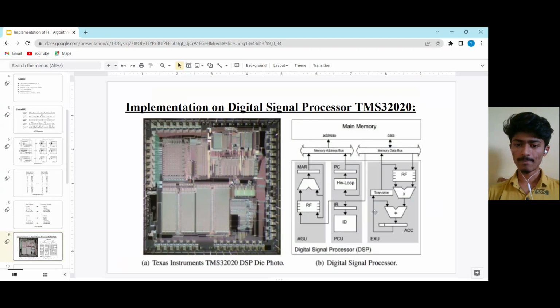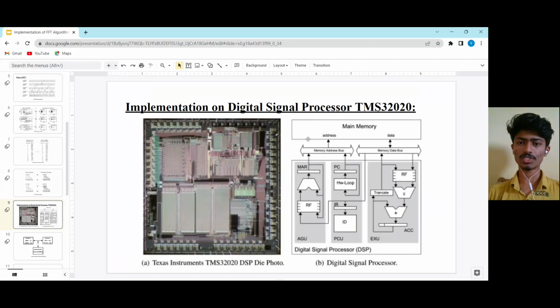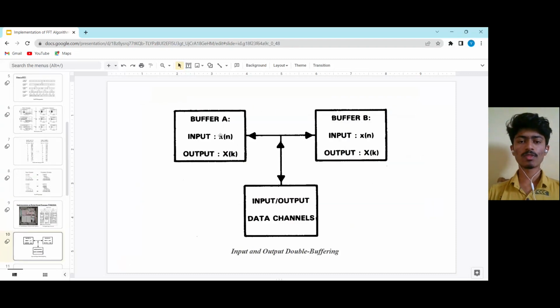So let's see now the buffer. This is the input and output double buffering, which is used in this DSP processor. In buffer A, there is input x of n, and then we will get its output, and the same for buffer B. And after combining these, we can see that the input and output go to the data channels.